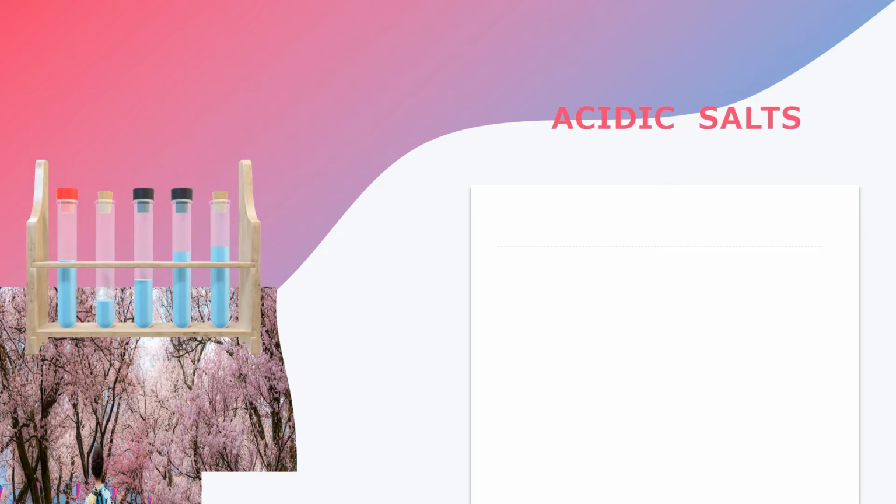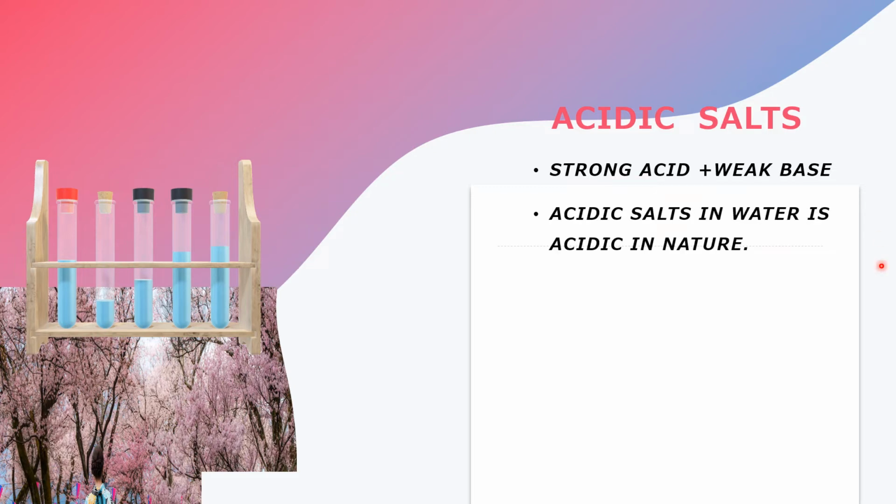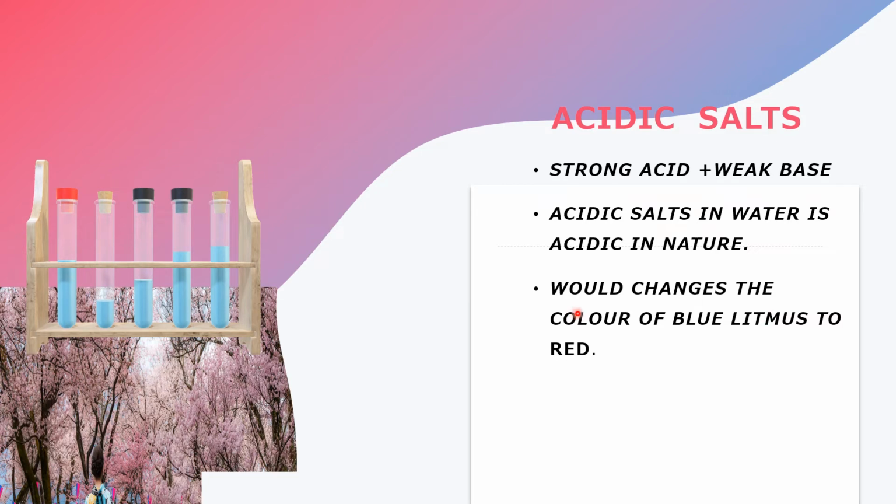First, move on to acidic salts. The name itself makes it clear that acidic salts are acidic in nature. How are they formed? Let us see. When a strong acid reacts with a weak base, acidic salts are formed. Here, acidic, so strong acid. Acidic salts in water are acidic in nature. They change the color of blue litmus to red. That is the test for acid.